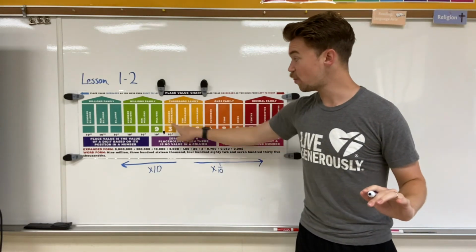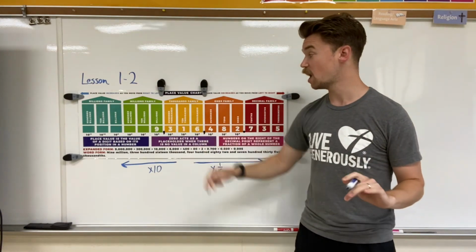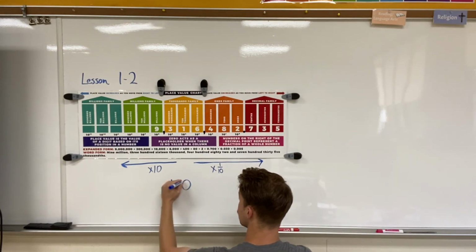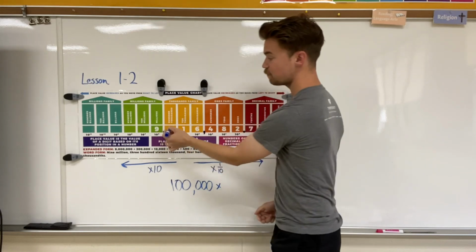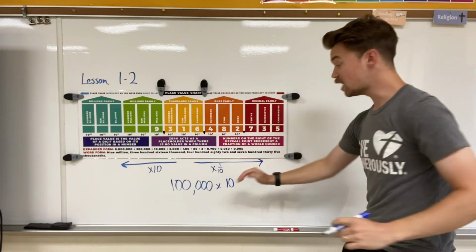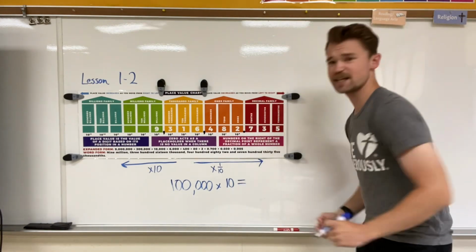Well, if I look at my thousands period, the greatest thousands period spot is the 100,000s place. If I have 100,000, and I know that the next place value to the left is a million, I know that 1 million should be 10 times greater than 100,000. Well, that's a lot of zeros.